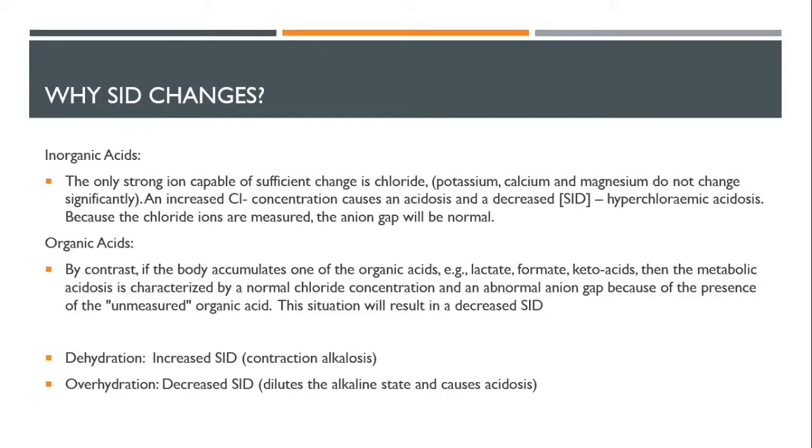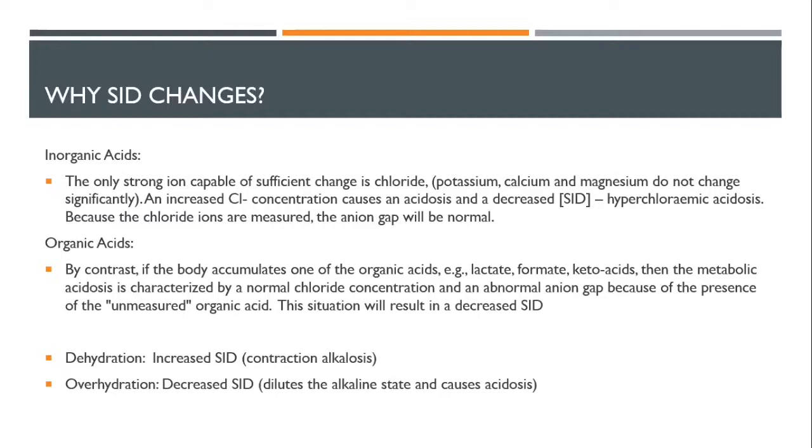So the other thing that can change it is your organic acids. So those are things, again, like your lactates, keto acids, formate, those kinds of things. You'll have a normal chloride concentration, but because those organic acids increase, again, you cast your mind back to that bar graph, that portion that's made up by the question mark, that will be increased because of your organic acids, and it will result in a decreased strong ion difference.